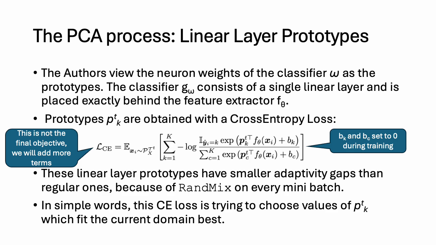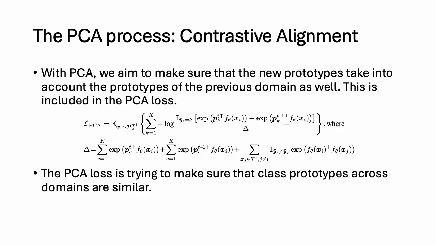Firstly, the authors use linear layer prototypes, where they use the neural weights of the classifier as the prototypes. Here you can see the formula of the cross entropy loss, whose goal is to try to choose values of the prototypes which fit the current domain best.